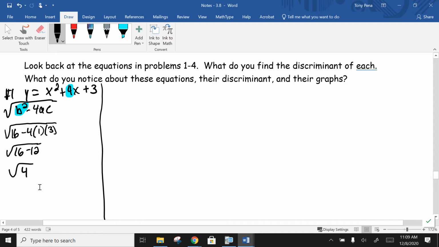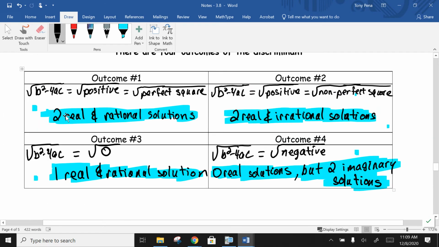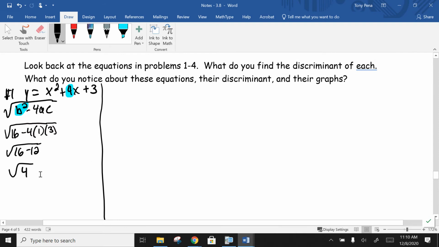So get to this step, because I'm going to move this here in a second. So notice how we get a positive 4 underneath our radical. If you go to the table above that we just filled out, if we get a positive, and this is a nice perfect square, that's this here. If I do this discriminant and I get a nice positive perfect square number, we would get 2 real rational solutions, just like we found out when we did them the long way yesterday. There were the -3 and the -1. So that's what this is telling us.